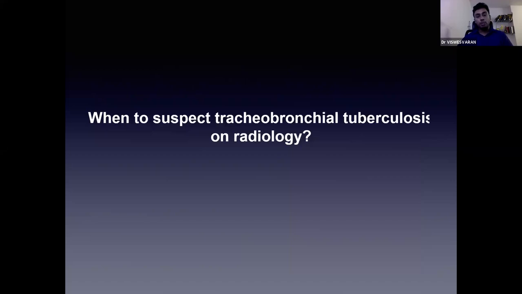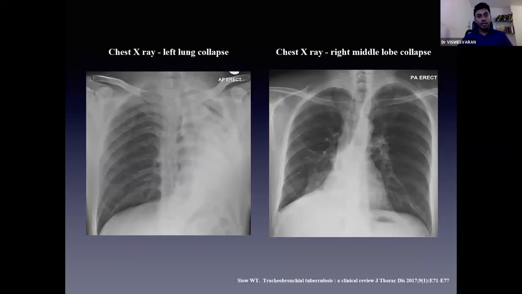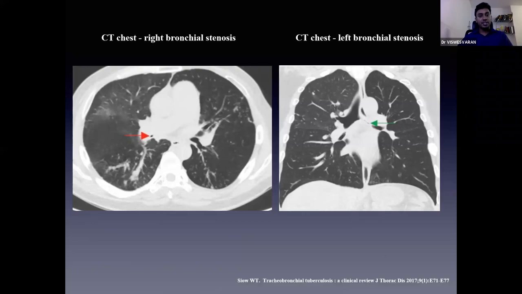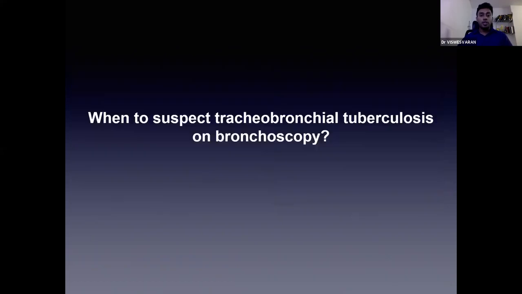This brings us to the next important question: when do we suspect tracheobronchial tuberculosis on radiology? When you get an X-ray and you see that the lung is totally collapsed, in a patient who is either taking ATT or who has completed the course of ATT, you should have a high suspicion of endobronchial tuberculosis. The other is when you see a CT scan, if you see that the lumen of the bronchus is decreased, narrowed, or stenotic, then you should have a high suspicion of the patient having endobronchial tuberculosis.